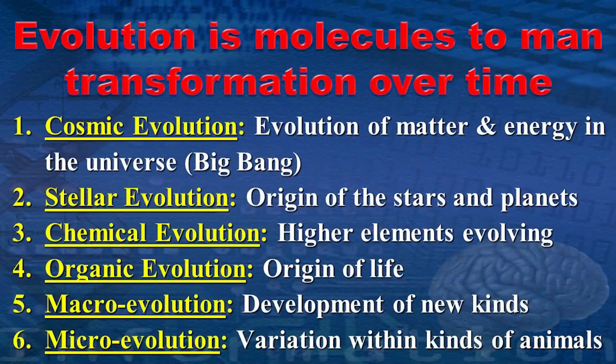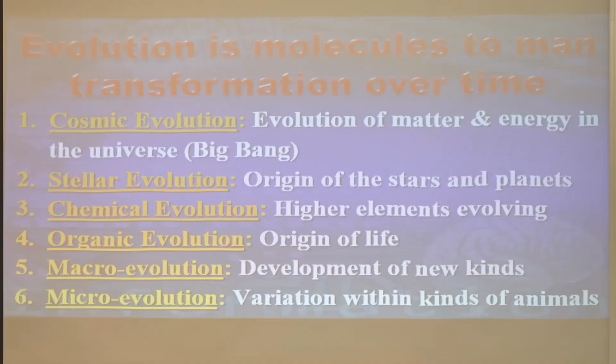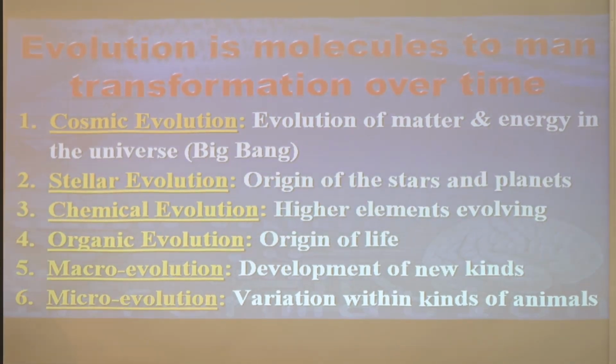I've done these debates, and it's hard even to get them to give me a definition oftentimes. Part of the reason is that there are different evolutionary scenarios. We have cosmic evolution, the evolution of matter and energy in the Big Bang, what started the universe. Then we have stellar evolution: mostly what's coming out of the Big Bang is just lots of hydrogen. This has to clump together eventually to form the stars and the planets and actually make some of these heavenly bodies out there. And then out of these stars will be synthesized some of the higher elements, and you have chemical evolution. And then you have organic evolution.